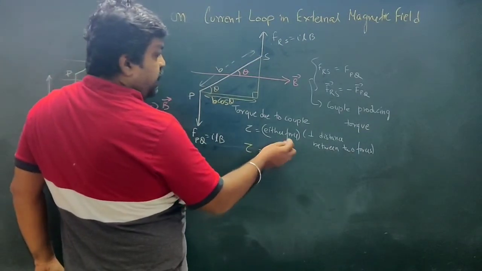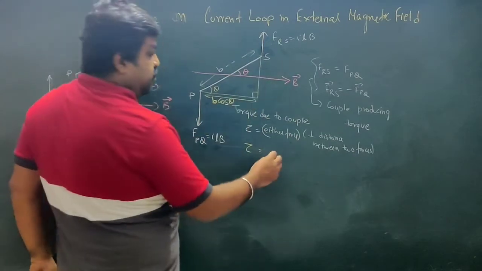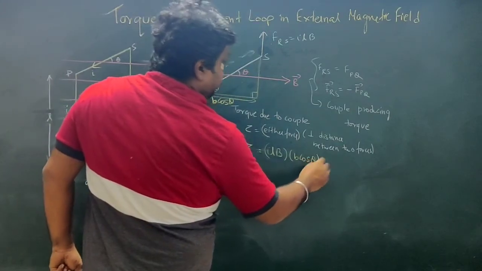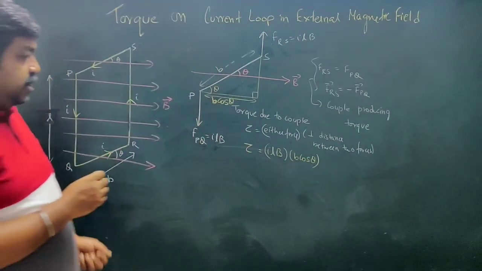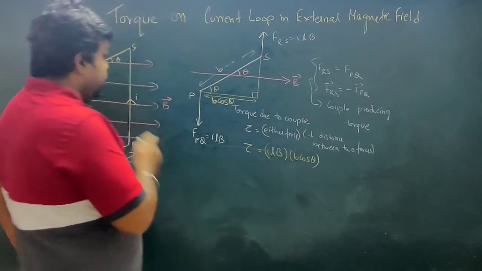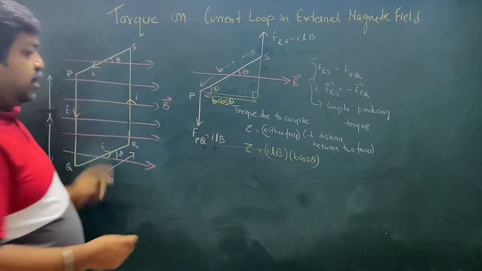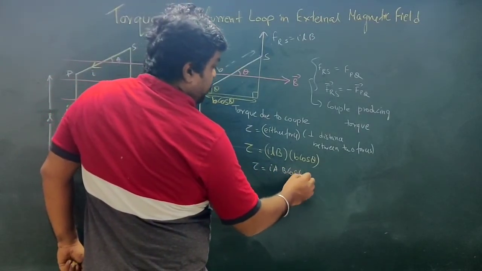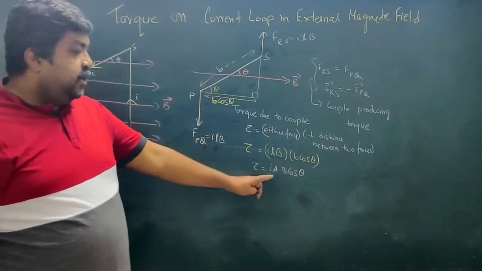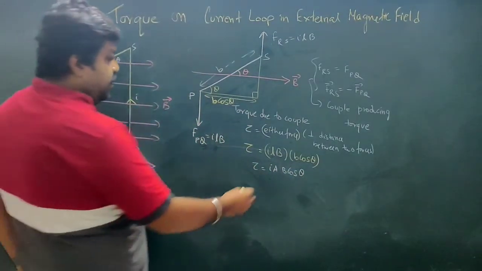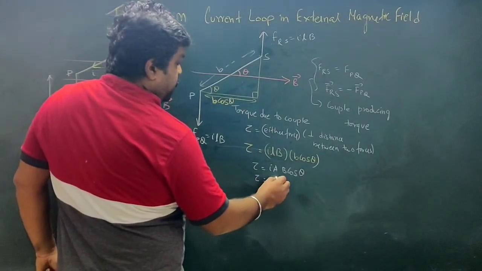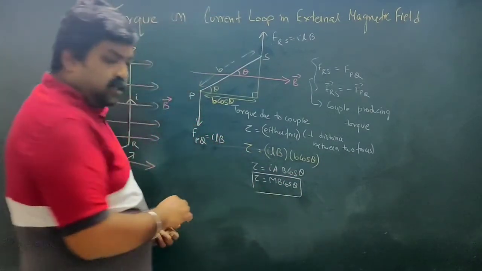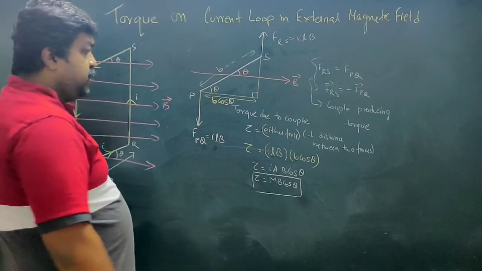So tau is equal to either force. So you can take any one force, ILB into b cos theta. Now this is length, this is breadth. Length into breadth is the area of the coil. So tau is equal to IAB cos theta. Now current into area is magnetic dipole moment. So tau is equal to MB cos theta. Okay, so this is tau is equal to MB cos theta.